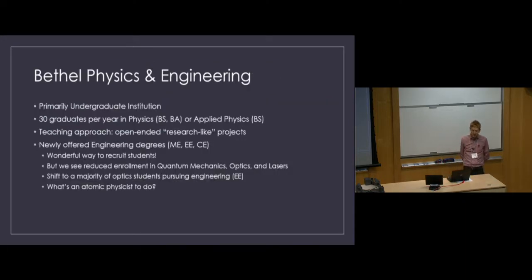Bethel's a small undergraduate college in Minnesota. We actually have been getting about 30 physics grads per year, which is quite large for an undergrad-only university. The way we do it is everyone comes in saying they want to do engineering, and we say, that's great, you can do that here. And we switch them to physics. But actually that turned out to stop working as of a couple years ago. And so we now offer engineering degrees within our department. It's all one department, and that's a wonderful way to recruit students. Every high school parent knows they want their kid to do engineering, even if they don't know what that is.